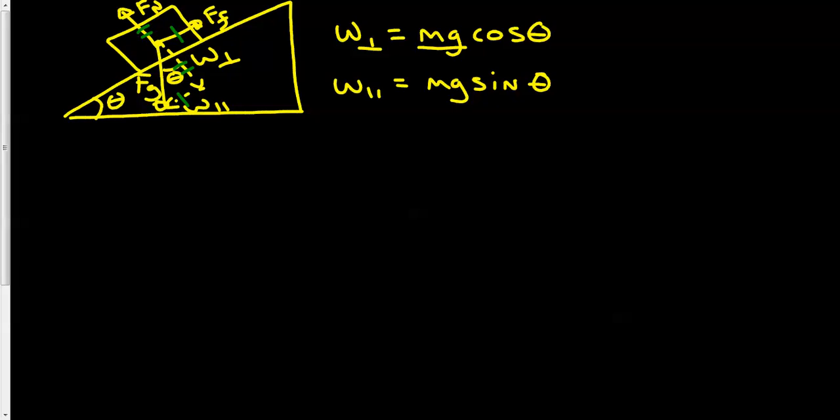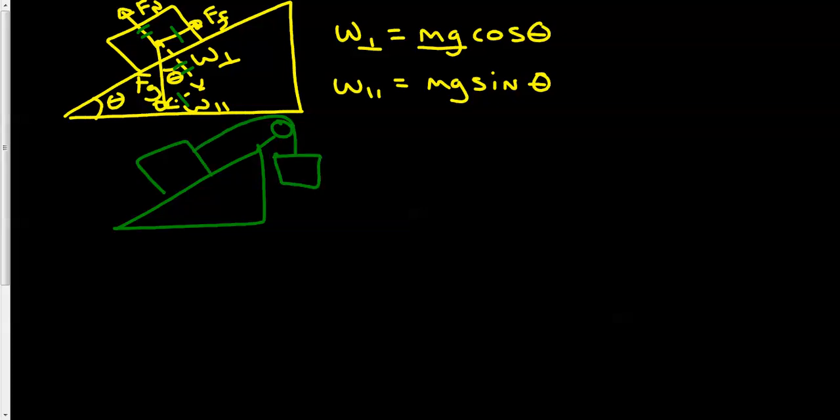Very few times will the weight perpendicular and the normal force not be equal, but the weight parallel and the force of friction might differ if there's some other applied force. Let's say there's some pulley hanging over the edge here, and we have some block hooked up to some other block. Then we have a couple more forces to throw into the picture, but there still is this weight parallel, and that's still always going to be equal to mg sine theta.